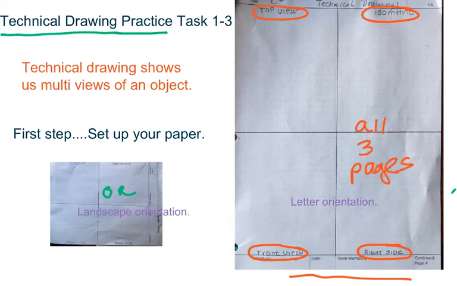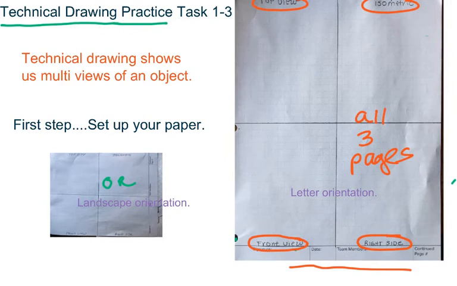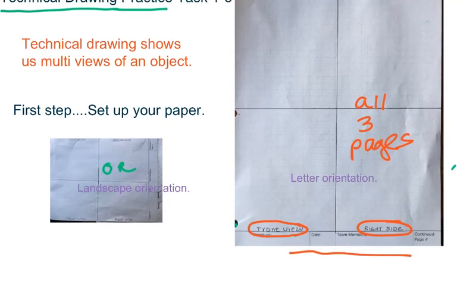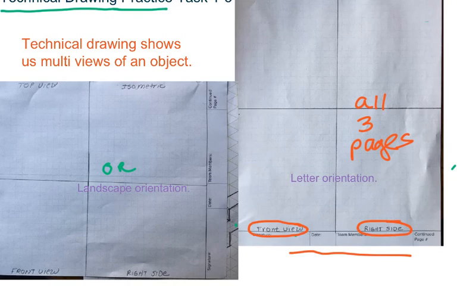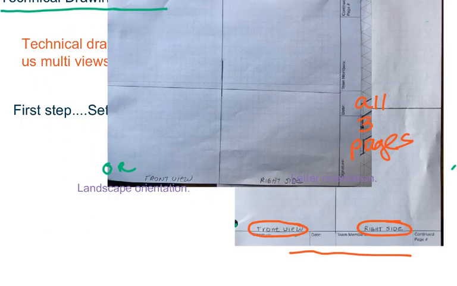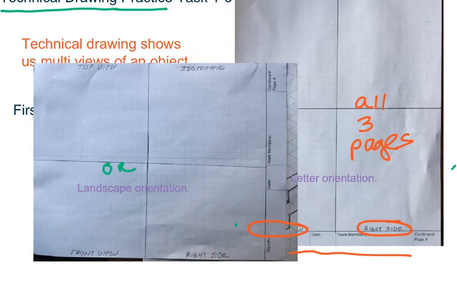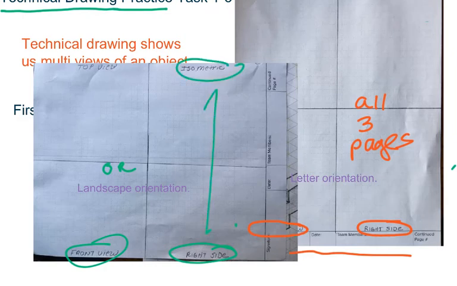Now, if you did it in landscape view, let me take this landscape and make this larger. You can do the same thing, but we're going to have the front view, and again, it's still going to be on the right-hand side. Right side is still on the right side. Isometric is still right above that. And then the top view. So go ahead and pause this video and take care of that.